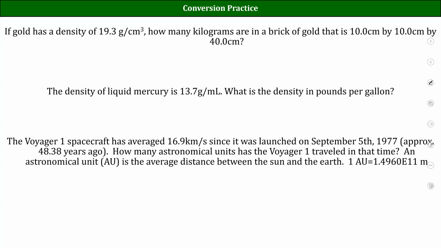So if we're trying to get that grams per milliliter into pounds per gallon, what's the easiest way to do that? Do we have a conversion for pounds to grams? So we could just say 13.7 grams. We can check our conversion sheet and see that 453.59 grams is 1 pound. It's on the bottom, so we're dividing by it.